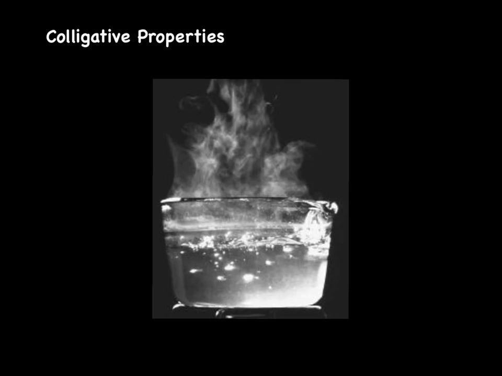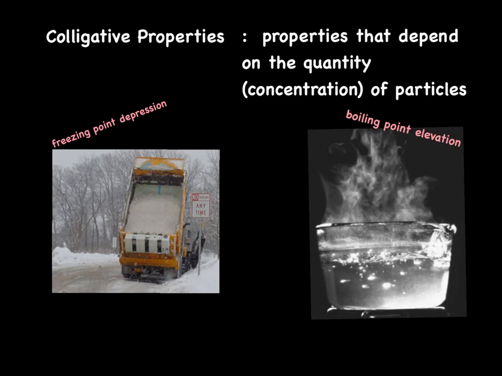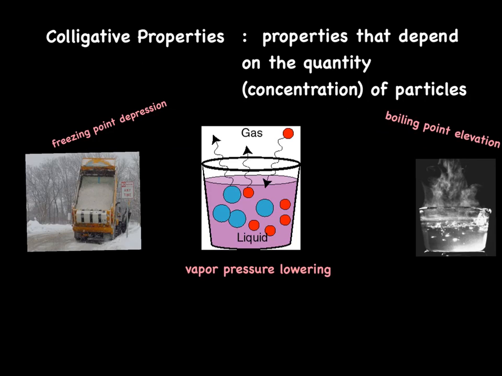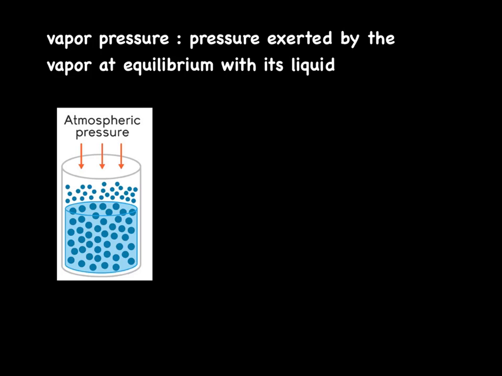Physical properties that depend on the quantity of solute particles are colligative properties. The word colligative means depends on the collection. And these are the properties that we'll focus on: freezing point depression, vapor pressure lowering, and boiling point elevation. Remember that vapor pressure is the pressure exerted by the vapor at equilibrium with its liquid. And then substances that have vapor pressure are called volatile.